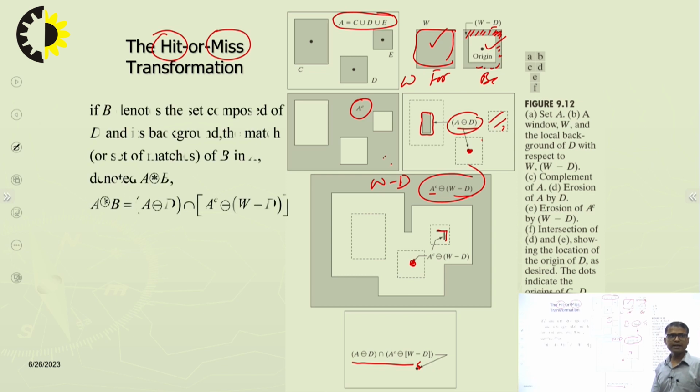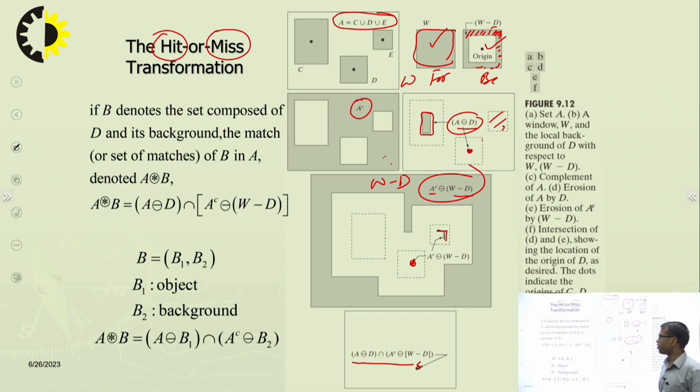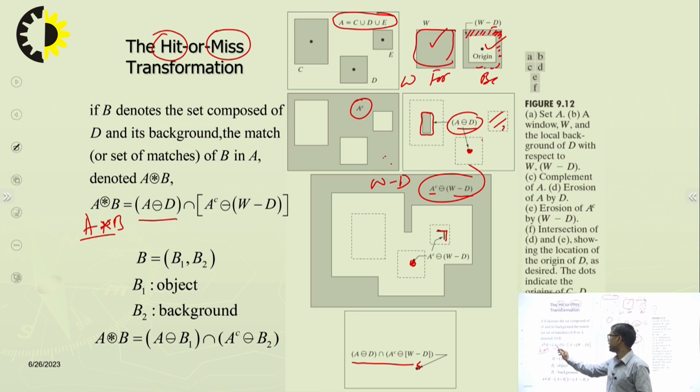Okay. So finally, what we are getting is a new operation called A asterisk B, and this is called the hit and miss transform, and it is basically a logical operation: A erosion D, that is finding the foreground portion, intersected with the background portion W minus D, and that will result in the hit and miss transform.